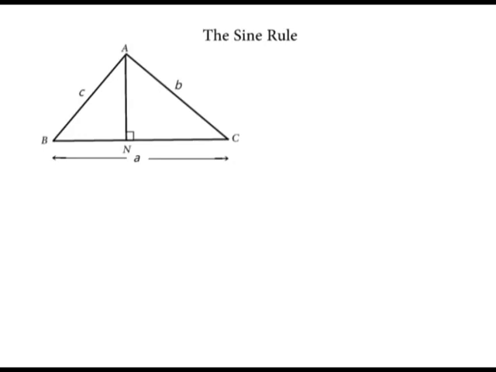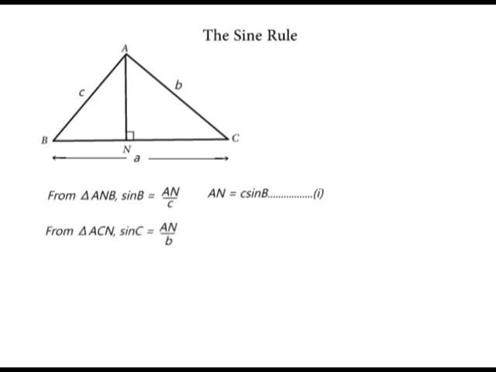AN is a perpendicular to BC, meeting it at N. Using the right-angled triangle ANB, sine B is equal to AN over C. Doing cross multiplication, it means AN is equal to C sine B. Call that equation 1. Again, using the right-angled triangle ACN, sine C is equal to AN over B. Cross multiplication, it means AN is equal to B sine C. Call that equation 2.